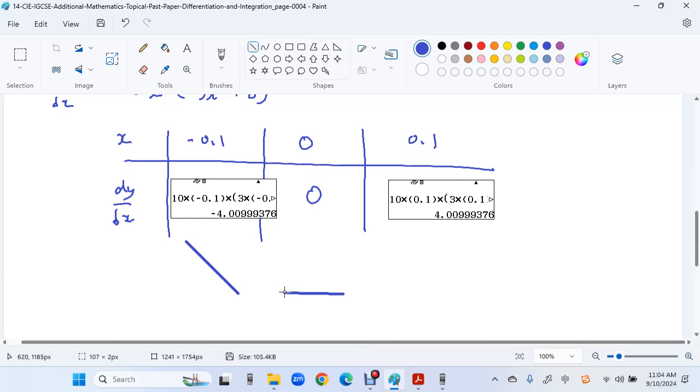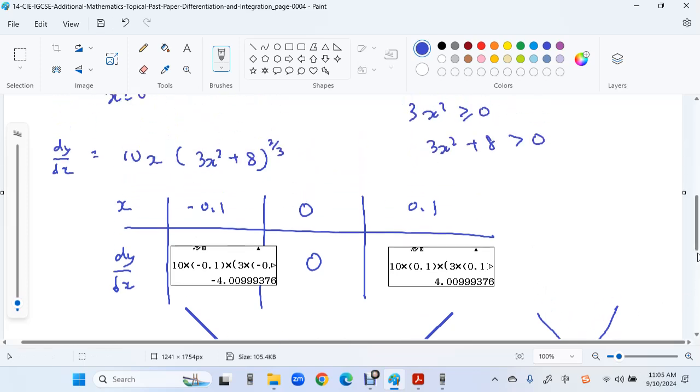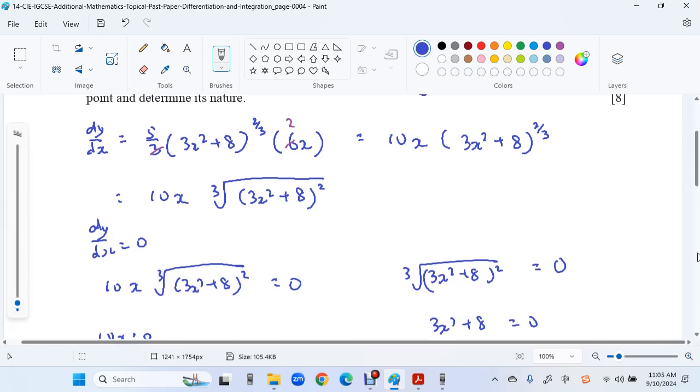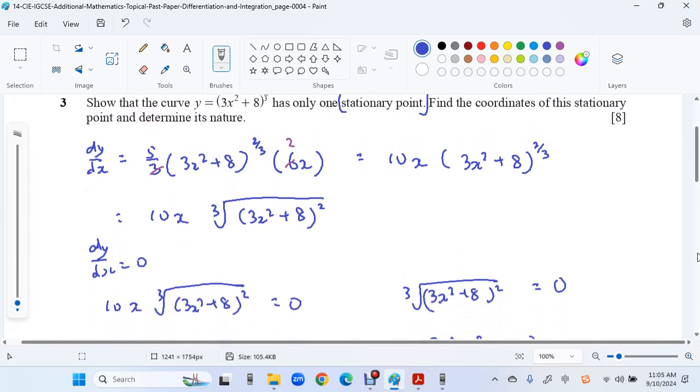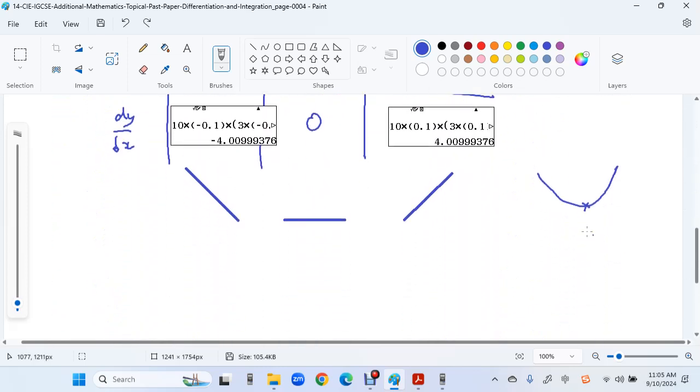Then, horizontal, then positive, so it is upward. So these three combined will be like this. So this one is 0, this one is 0, so the point with 0 gradient is the minimum. Okay, so it is a minimum point.